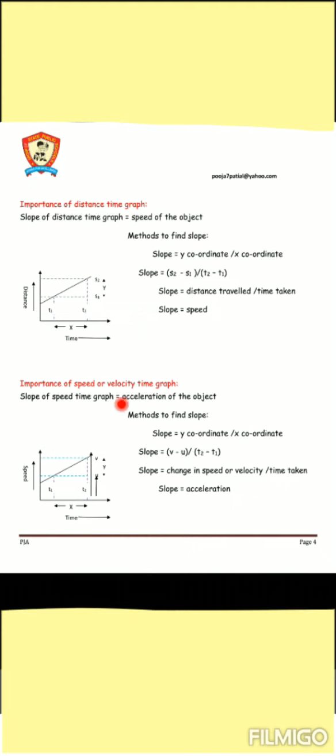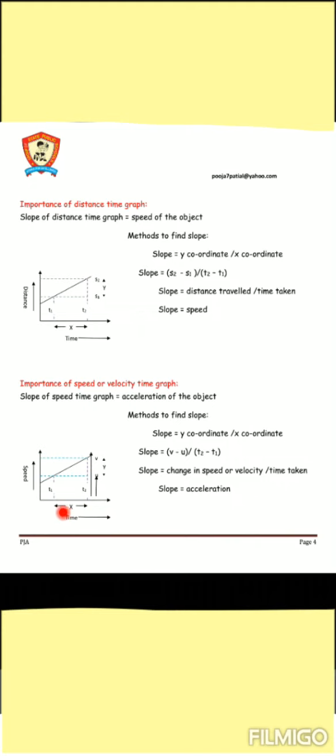Similarly, what is the importance of the velocity time graph? Again, you have drawn this graph for uniformly accelerated motion. See from here, initially at time t equals 0, it has some initial velocity. Then it has some final velocity. Say at time t1 the velocity was u, and at time t2 the velocity was v. So what is the change in velocity? v minus u. Means the y coordinate value will be v minus u, and the x coordinate value will be t2 minus t1.